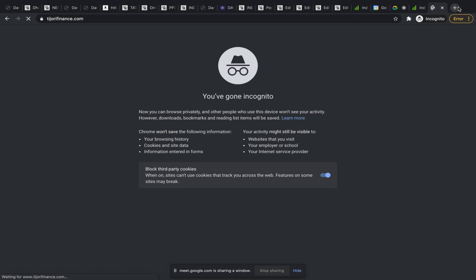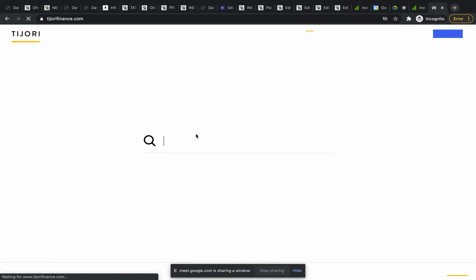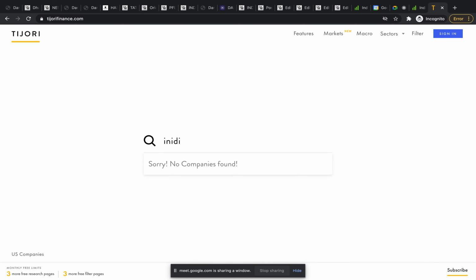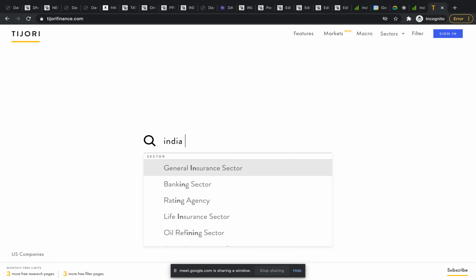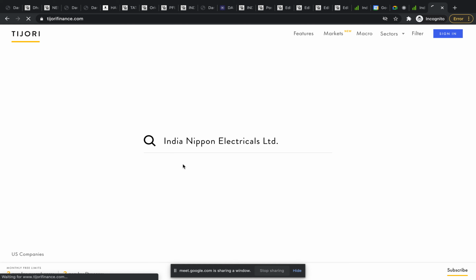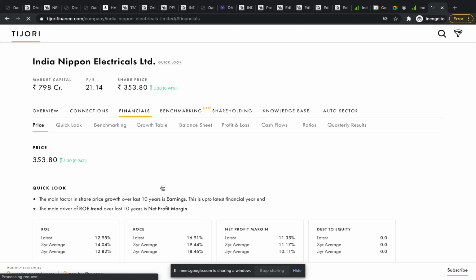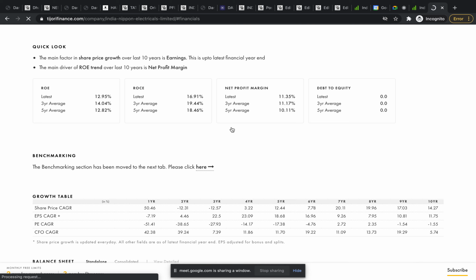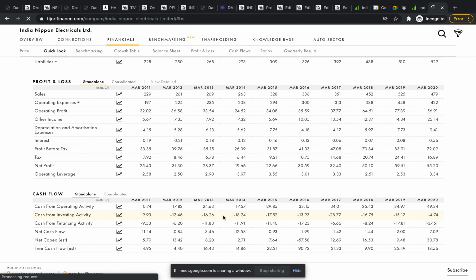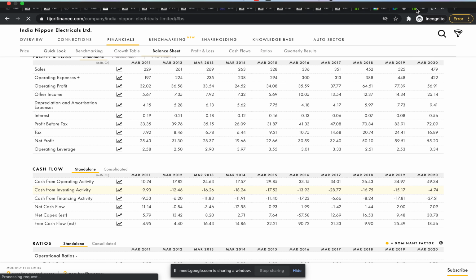It basically provides you a complete data analysis of all the stocks. For India Nippon Electricals, you can get the sales and the company financials over the past 10 years from this website. It is a single platform where you can get everything in detail, such as the profit and loss statement, balance sheet, each and everything.